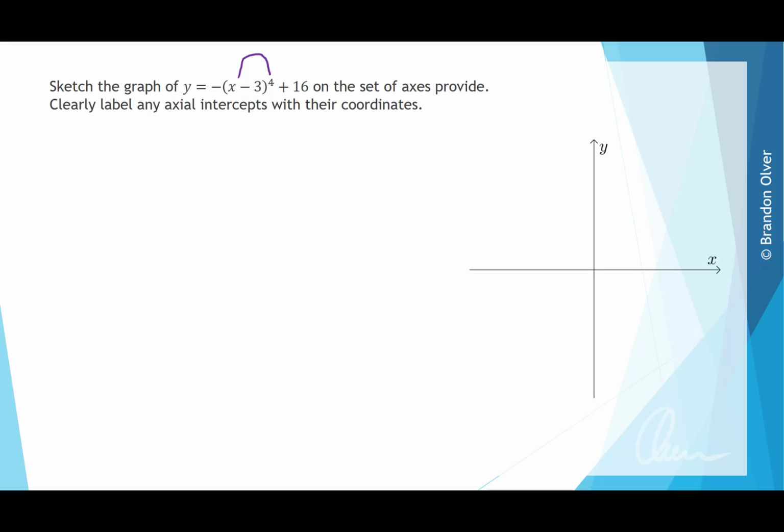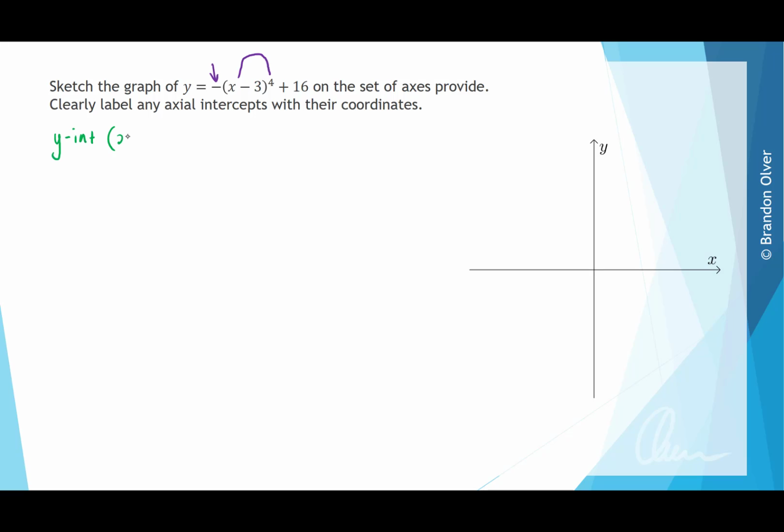It's going to be in turning point form, and it's negative, so it's drawn upside down because of the negative symbol out the front, which is a reflection over the x-axis. So now that we know the general shape of this graph, we have to find the y-intercept and the x-intercept.